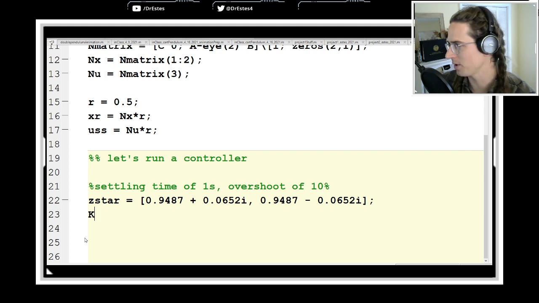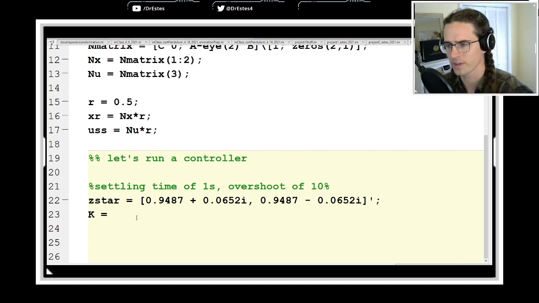Row vector, not a column? Oh my gosh. You could do a row vector, but I like column vectors better.